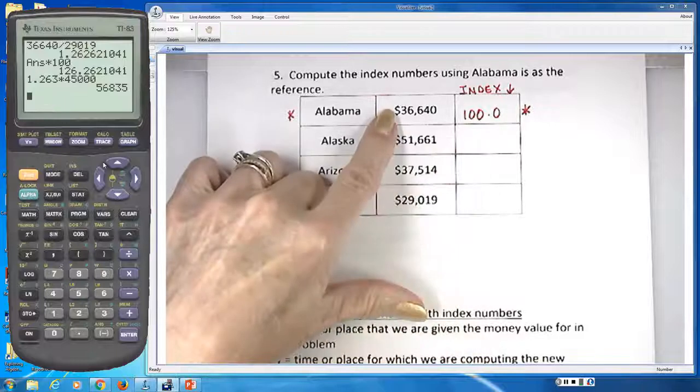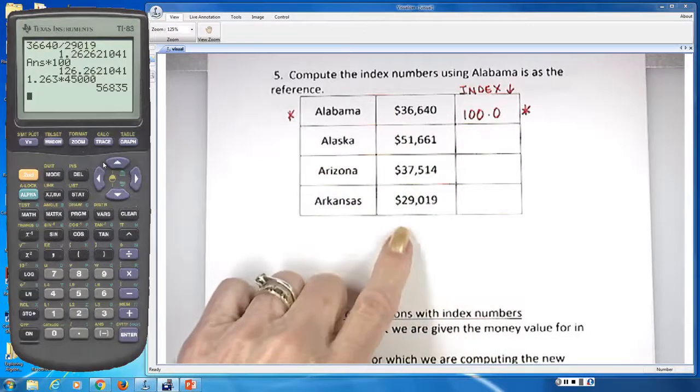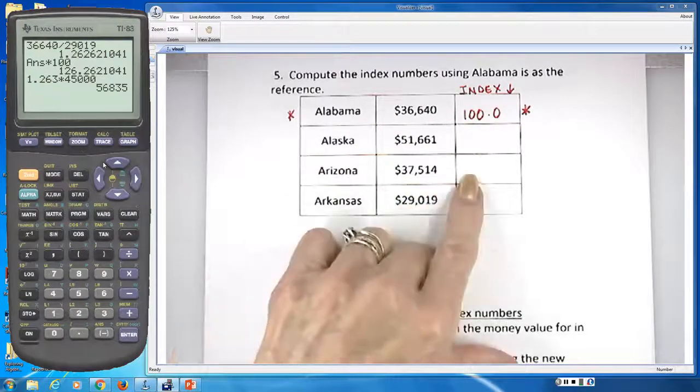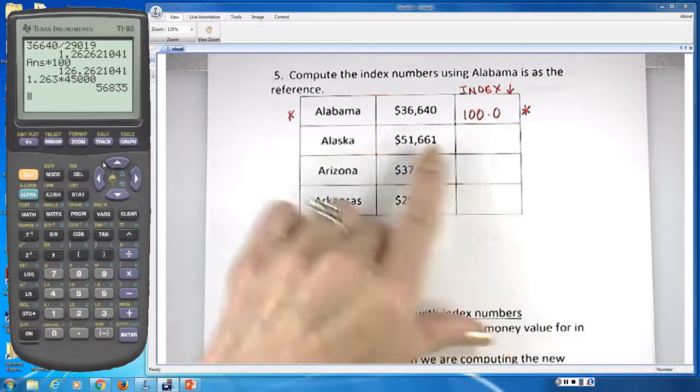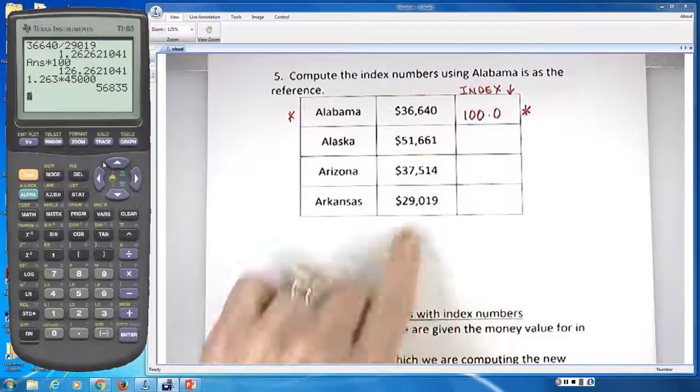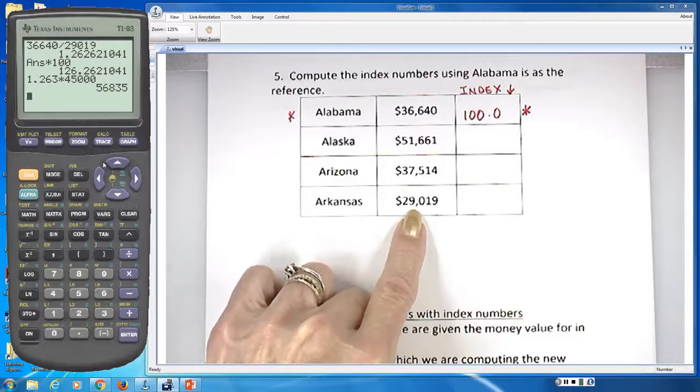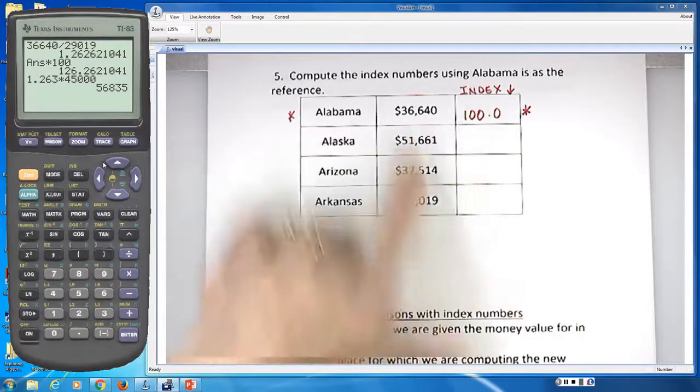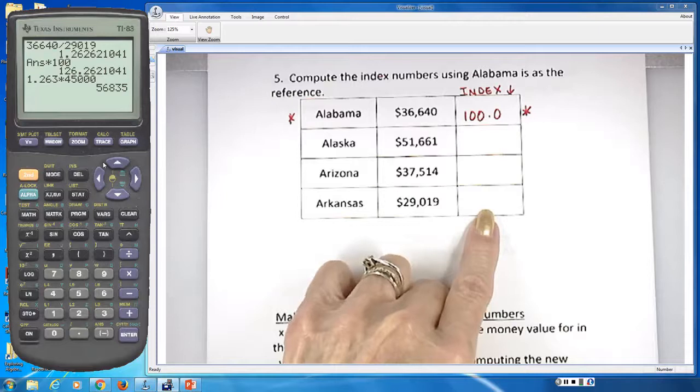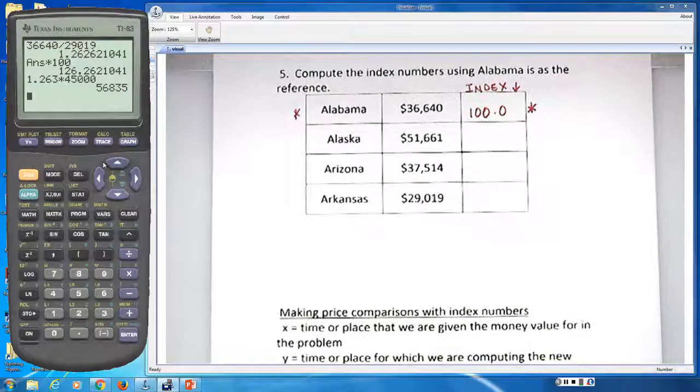37.5 compared to 36.6. It's going to be more. Is it going to be a lot more? No, only a little more. This is going to be a lot more. What about $29,019? Okay, they're less, so your index is going to be less than 100. Now, y'all finish the table. I'll give you a minute to do that. And we'll check answers.